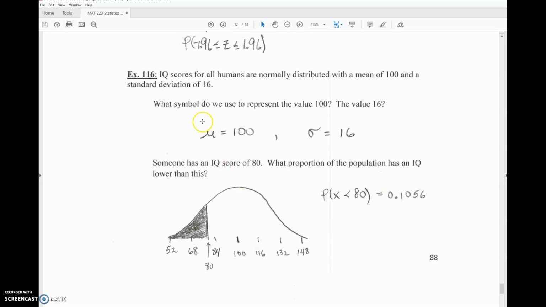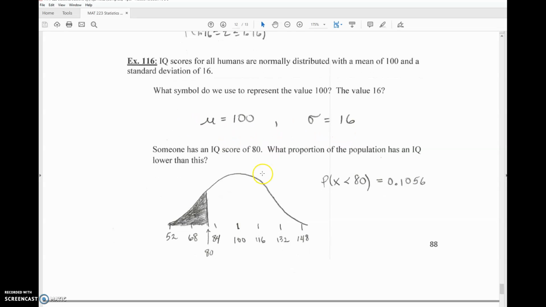Okay, let me just do another example or two. IQ scores for all humans are normally distributed, with a mean of 100 and a standard deviation of 16. So what symbol do we use to represent the value 100? Remember, that's the mean, so we use mu, the little Greek u, mu, that's 100. And what symbol for the 16? That's the standard deviation, so we use sigma, because these are coming from a probability distribution, the normal distribution. So they're a population parameter. They're not a sample statistic.